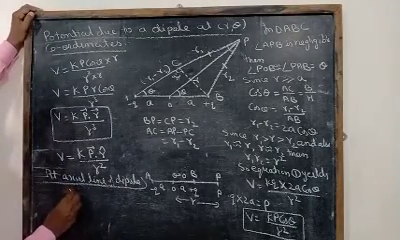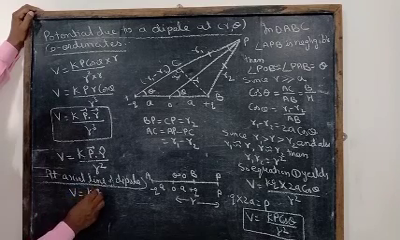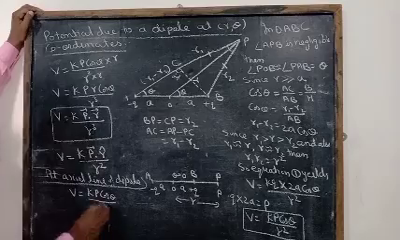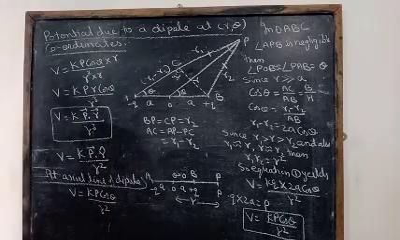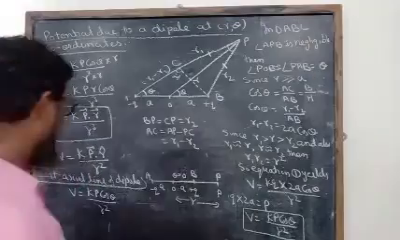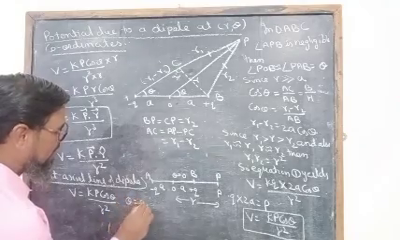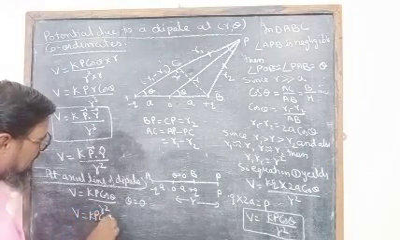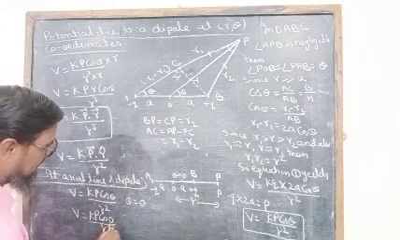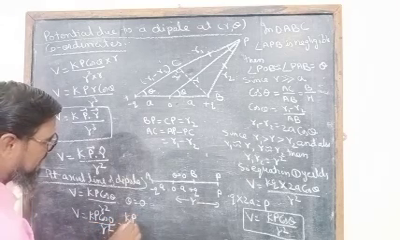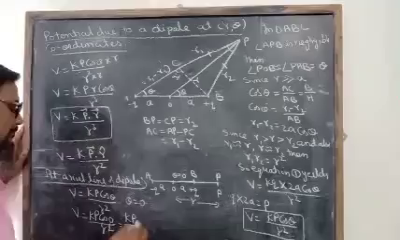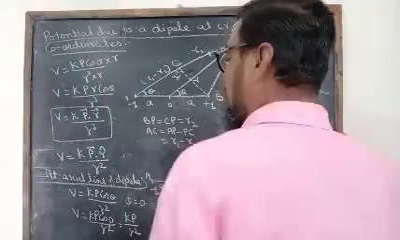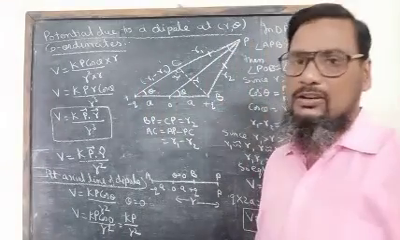Means in this case, the value of theta is equal to 0, and the distance from the point O is R. We know that V is equal to Kp cos theta upon R square. This is the expression of electrostatic potential, and theta is equal to 0 at axial line. So V is equal to Kp cos 0 upon R square, means Kp upon R square. This is the electrostatic potential on axial line of dipole.